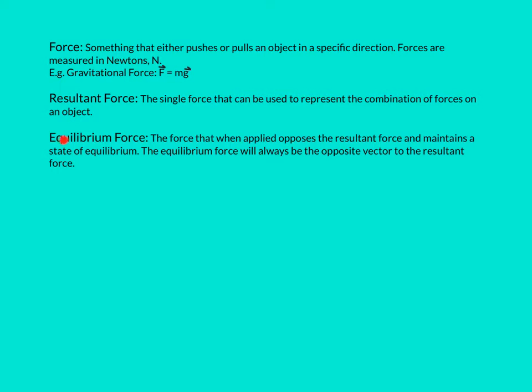We also have an equilibrium force. This is the force that, when applied, will oppose the resultant force and maintain a state of equilibrium for an object. So this means the equilibrium force will always be the opposite vector of the resultant, because they will need to create the zero vector when added together.